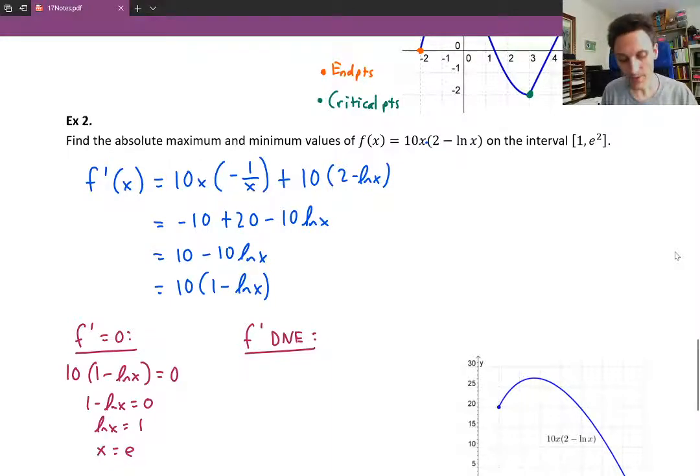Now the first derivative does not exist in many different places. It doesn't exist at x equals 0 or any negative numbers as well. But notice that our interval is from 1 to e squared. So we're not really concerned about those places where the first derivative does not exist, because those are never in this interval. So we're just going to write none here with the understanding that this means none in the interval from 1 to e squared.